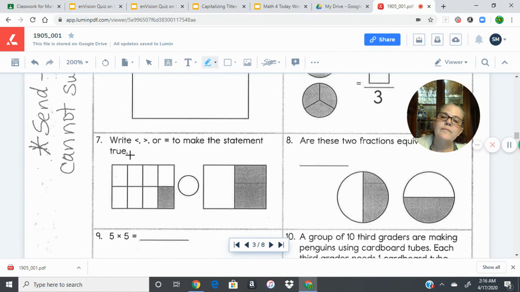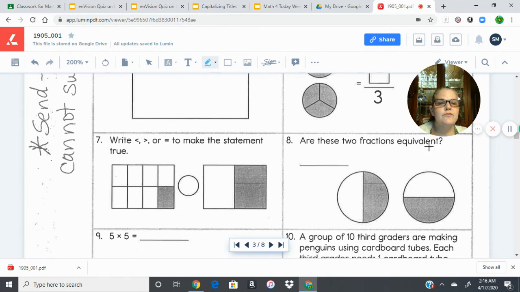On number 7, write greater than, less than, or equal to make the statement true. So this is cut up into 8 pieces, and this is 1 piece out of 8. And this is cut up into 2 pieces, and this is half. So is the 1/8 greater than, less than, or equal to the 1/2? So think of your favorite brownies or cookies, and which one would you rather eat? Which one would be the bigger piece? Which one would be the smaller piece? Or are they equal?